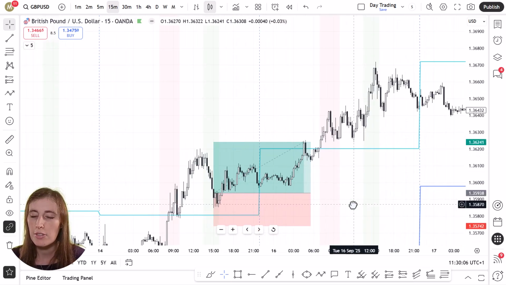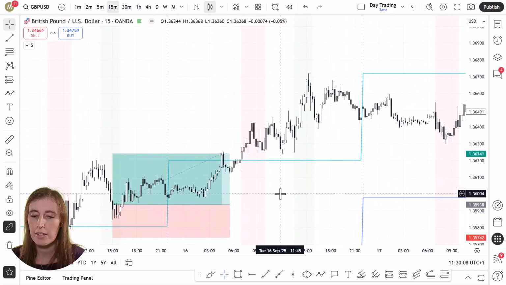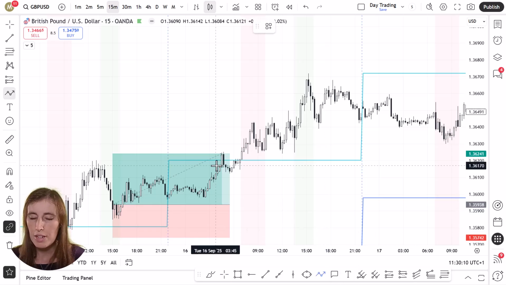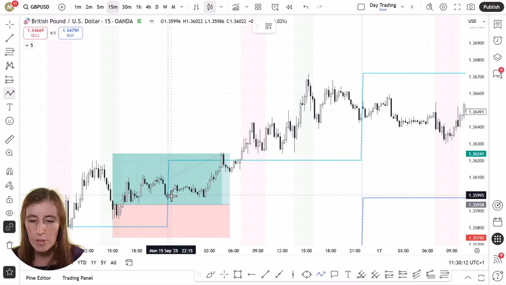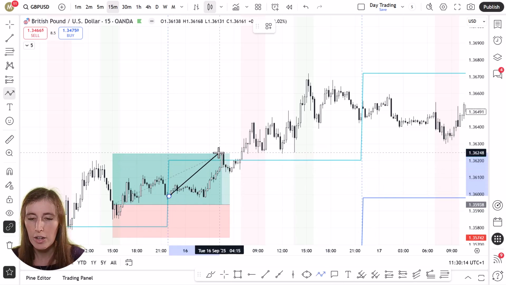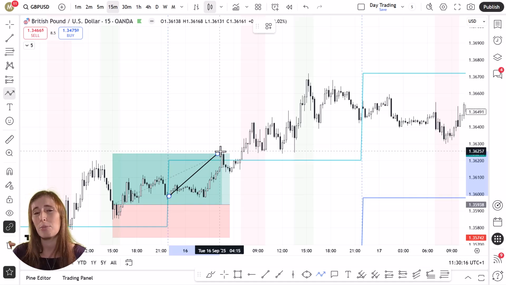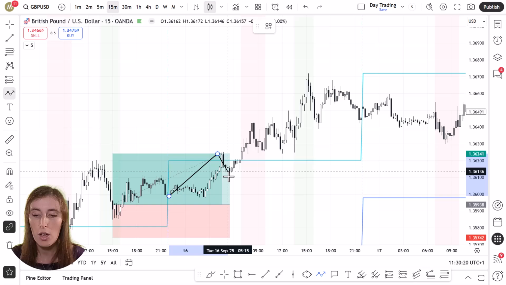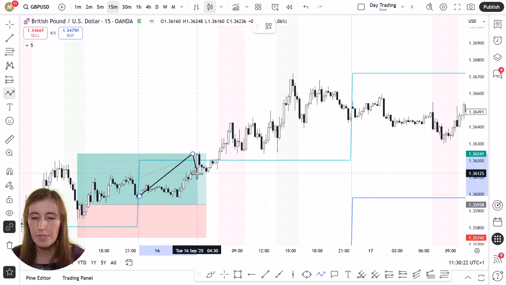Moving on into Tuesday, would there have been a valid trade? It's pretty much the same flow. From the Tuesday, we did get a break and a close above the previous daily high. Price is still pushing up, it's trending up, and I'd be looking for longs following this intraday trend.